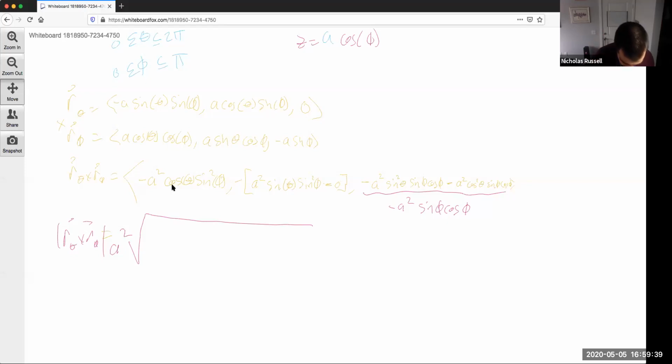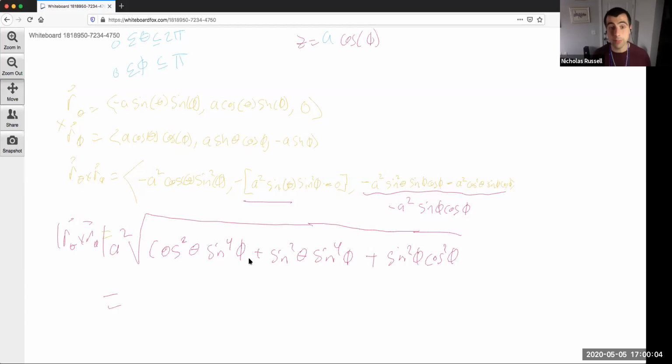This guy is going to become a cosine squared of theta sine to the 4th of phi. This guy is going to become a sine squared of theta sine to the 4th of phi as well. And lastly, over here, this is going to become a sine squared of phi cosine squared of phi.